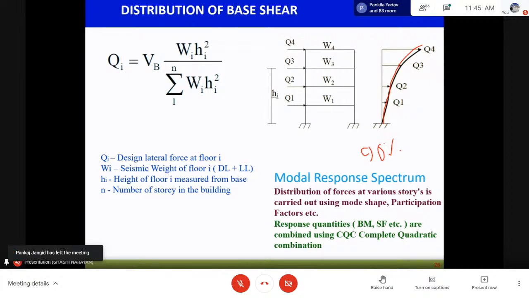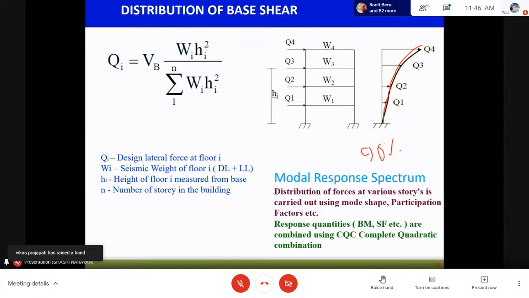The other methods are like you take the first mode, the second mode, the third mode, determine the values based on each of them, and based on that you go with the CQC, complete quadratic combination. That is, the square of the first mode plus the square of the second mode plus the square of the third mode, under root, taken into account, to find the base shear, the story shear, that is, the forces that will come at the nodes.